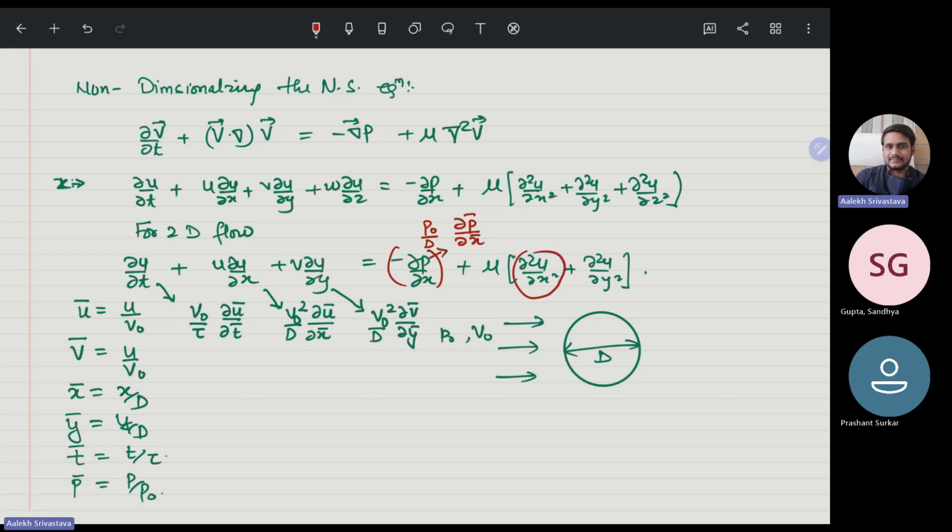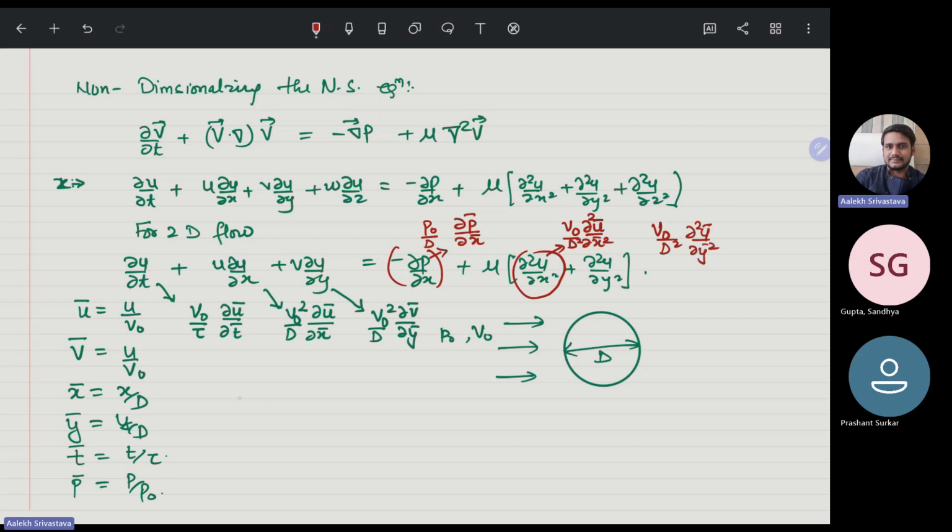Now this term, if you write, it will be del u by del x. So del u by del x is v0 del u bar by del x bar by d, and again it is coming as a derivative with respect to x, so it will be d square. Okay, so in this way, this term also will go v0 by d square del 2 u bar by del y bar square.